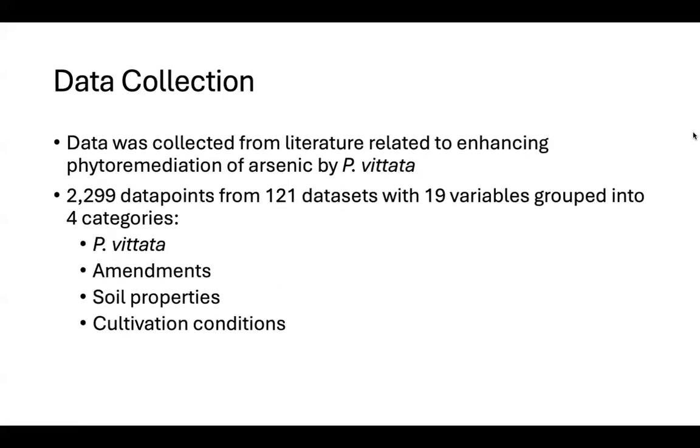Data was collected from the literature related to enhancing phytoremediation of arsenic by P. vittata. 2,299 data points from 121 data sets with 19 variables grouped into 4 categories were collected. These categories were P. vittata, amendments, soil properties, and cultivation condition data.